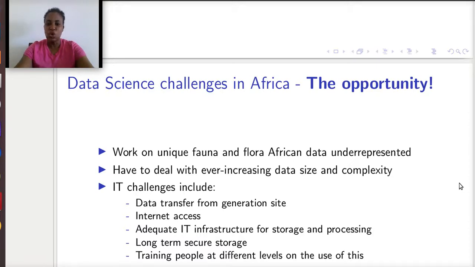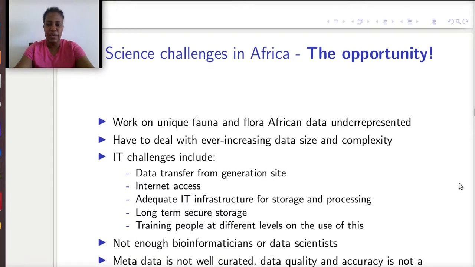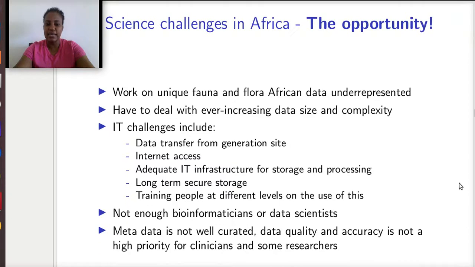Okay, so we have flora and fauna, the plants and livestock. The data is underrepresented. We have to deal with an ever-increasing data size and complexity. And the challenge when it comes to IT or data science is the data transfer from the generation site. Okay, data is generated in the lab. How do you transfer it to a steady database server? What about the internet access? How reliable is it to operate in real time to transfer the data?